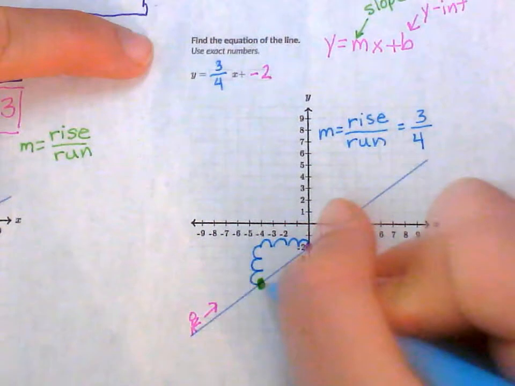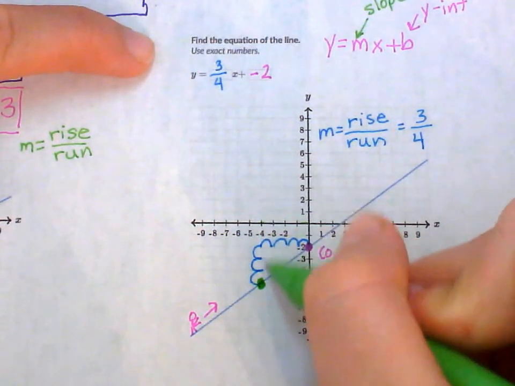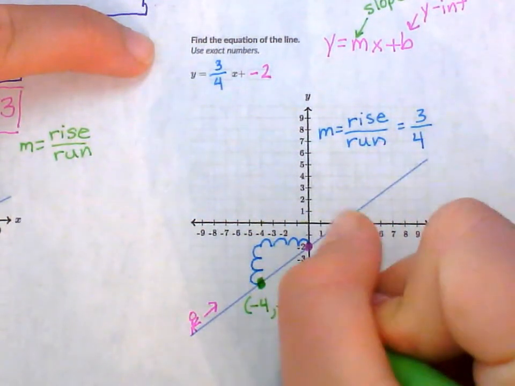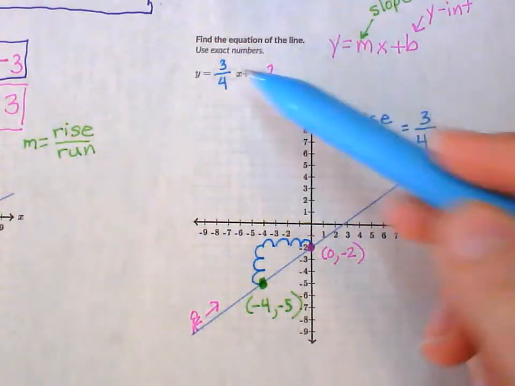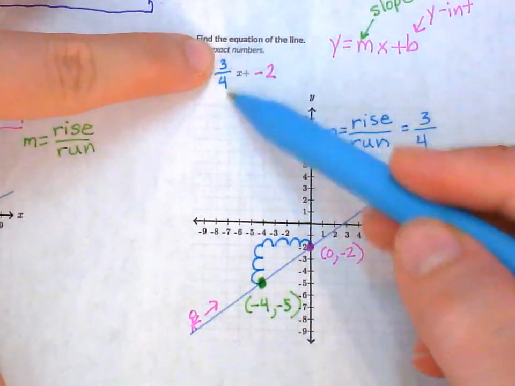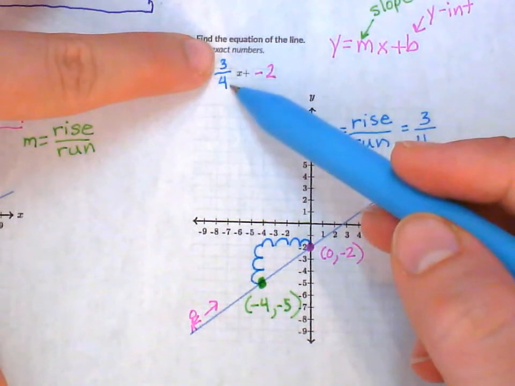So what's this point right here? Well, it's -4, -5. So the slope was 3/4. So that means the y changed by 3, the x changed by 4. So it's change in y over change in x.